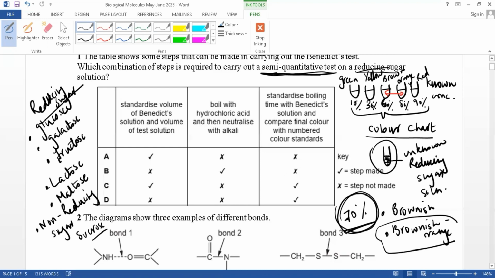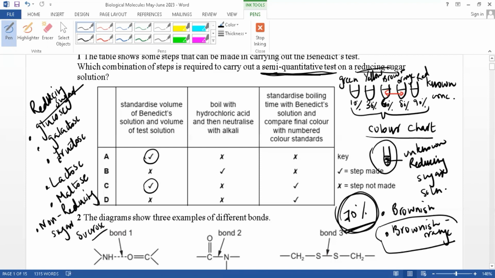Yes ma'am. Okay, now the question asks which combination of steps is required to carry out a semi-quantitative test on a reducing sugar solution. So what are the steps? A standardized volume of Benedict solution and a volume of test solution. Of course, we are going to standardize, so we should keep them the same. That is correct. Then boil with hydrochloric acid and then neutralize with alkali. That we are not going to do.